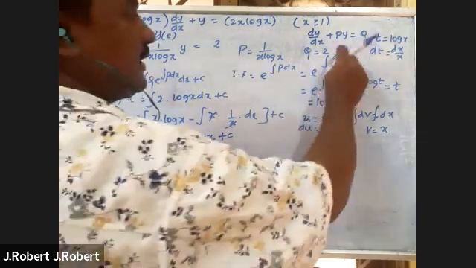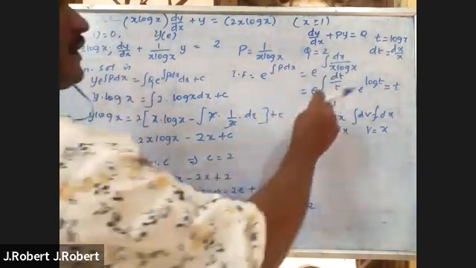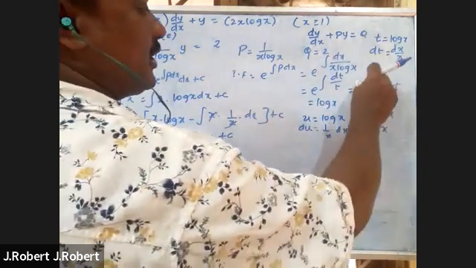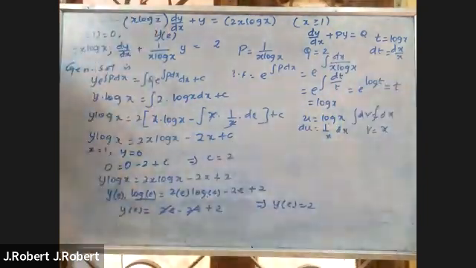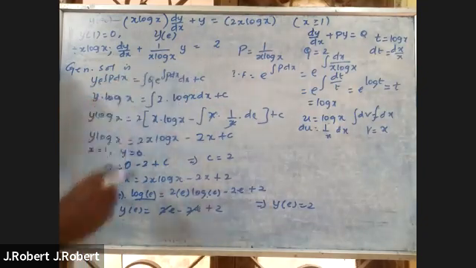We are getting dx by x log x. Substituting t is equal to log x, we get e power integral dt by t, which is equal to e power log t. The answer is t. Instead of t, I am putting log x. Now we have easily found the value of the integrating factor, which is log x. But according to this problem, we have to write the solution. The solution should be in the form y e power integral p dx equals integral q e power integral p dx.